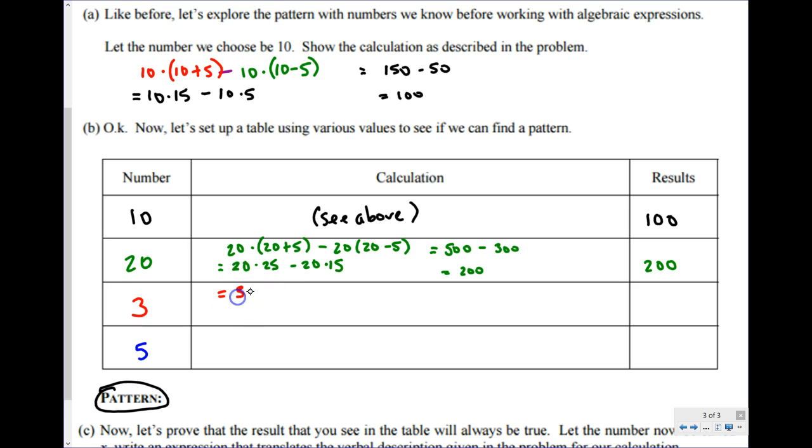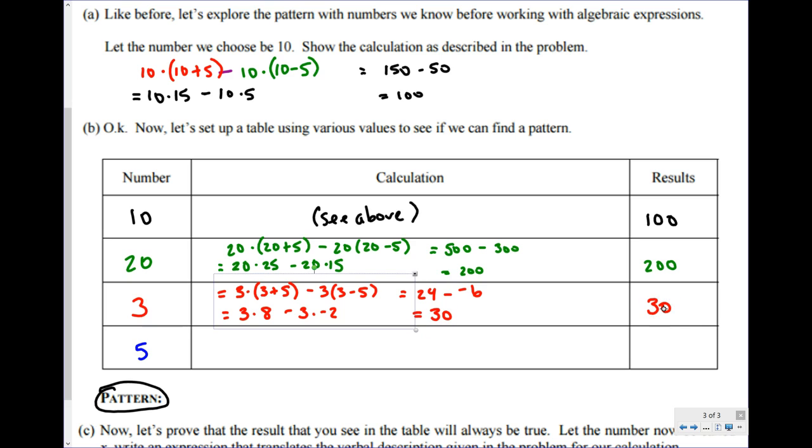Okay, so let's start again. 3 times 3 plus 5 minus 3 times 3 minus 5. Well, let's try this again. Okay, so I accidentally did multiplication when I did this, but this should be 3 times 8 minus 3 times negative 2. There we go. 3 times 8 is 24, minus 3 times negative 2 is a negative 6, but keep in mind we have two negatives, we get a positive, so 24 minus negative 6 gives me a positive 30.